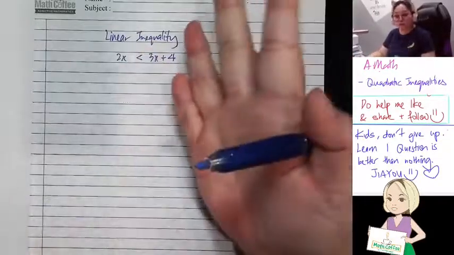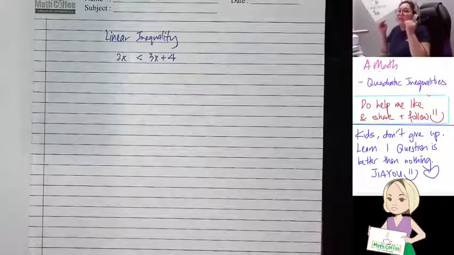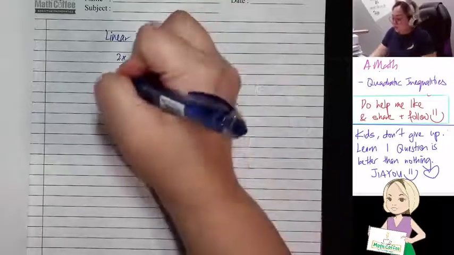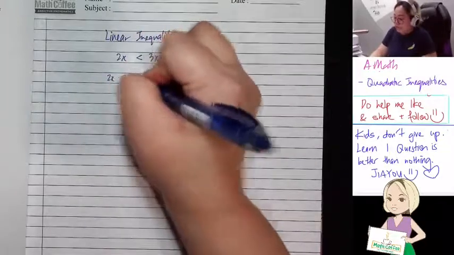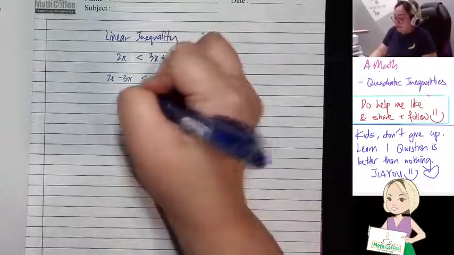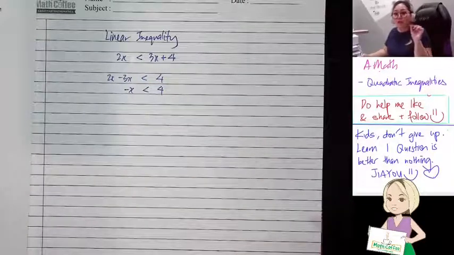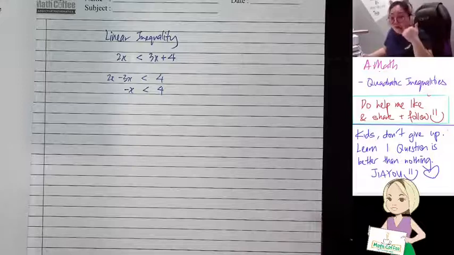So I want to solve this, right? It's the same concept as solving a linear equation. I'm going to bring all the x to the left hand side. So we have 2x minus 3x less than 4. We have minus x less than 4. Then you see I have a minus x, so what we're going to do is divide by negative 1.